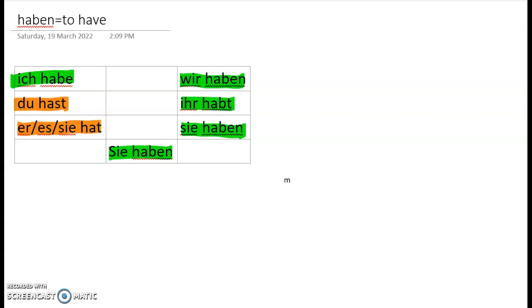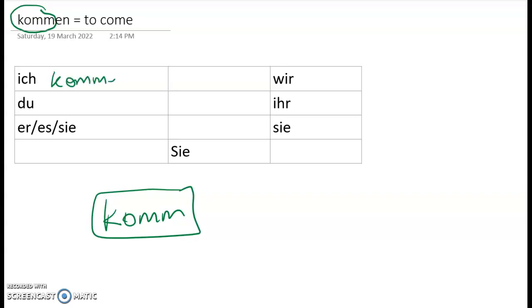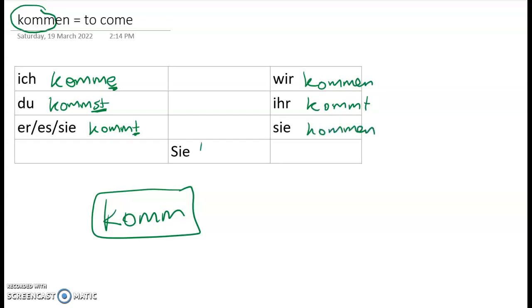Looking now at one that is completely regular, let's see how that's going to go. So this is the verb to come, kommen. The stem will just be kom, and then we're going to have endings. And the endings will go ich komme with an E, du kommst with an ST, er, es, sie kommt with a T, wir kommen, ihr kommt, sie kommen, and this one, Sie kommen.